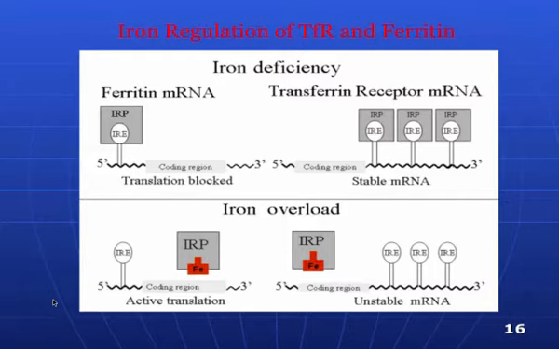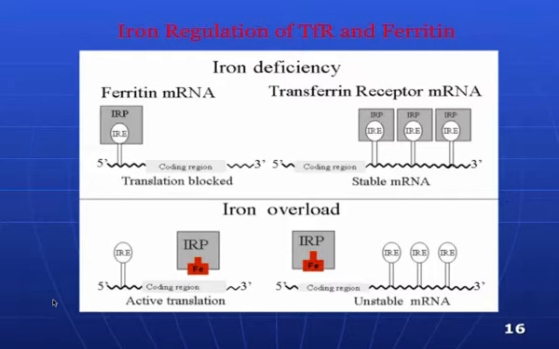This is iron regulation of transferrin receptor and ferritin. We have 4 different parts to this. My suggestion to you would be learn each part individually, learn how it works so you don't have to memorize this. If you memorize this, it's going to drive you a little nutty, maybe. Here's iron deficiency, top panels. Iron overload or high iron is down here. Let's look at this one first.